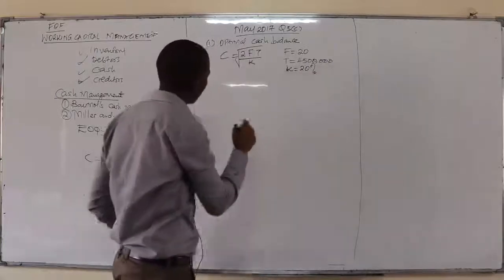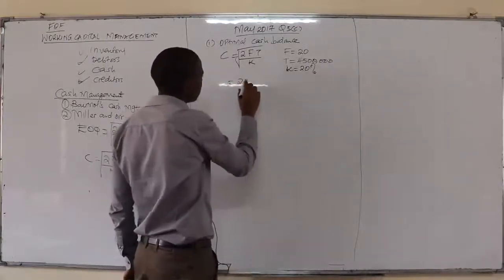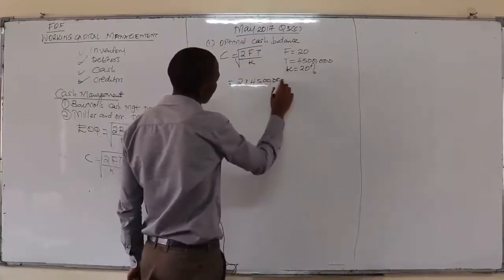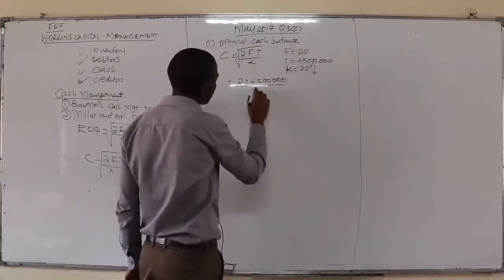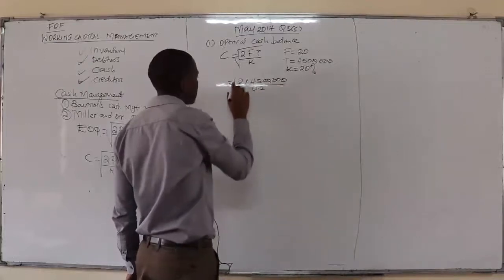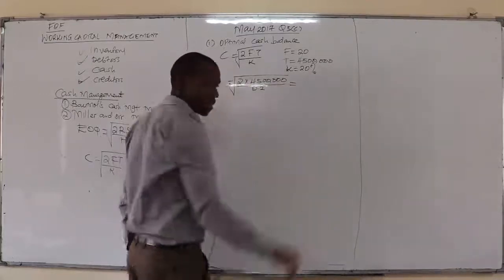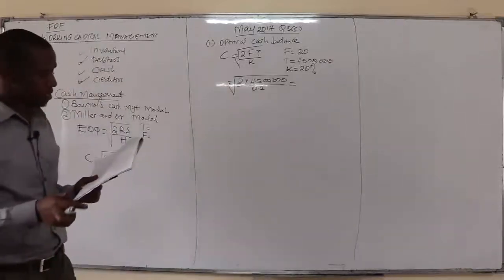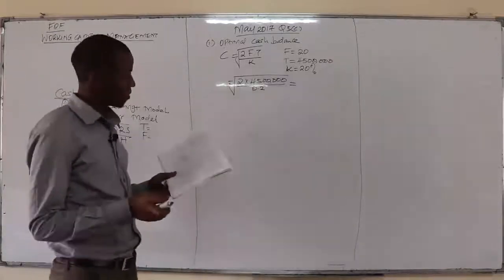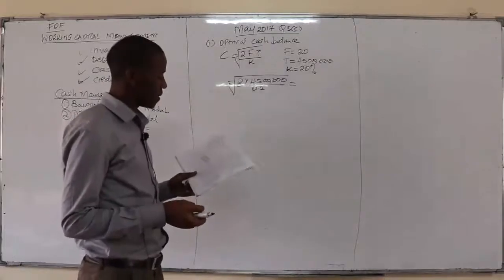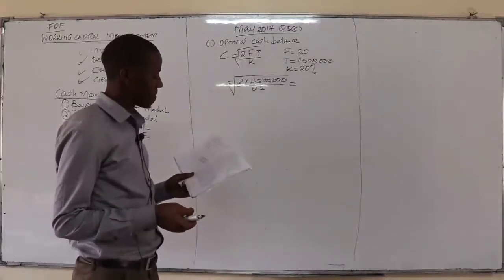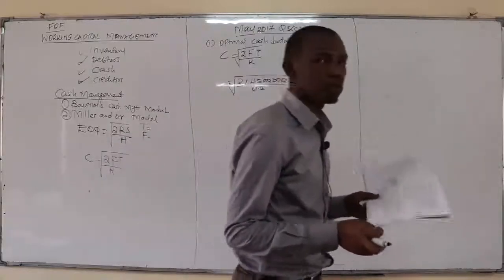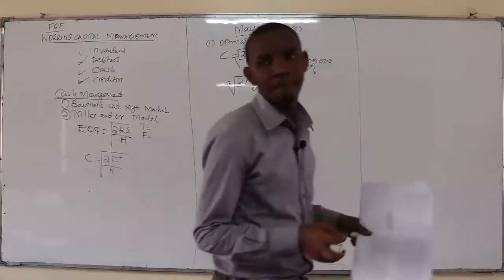So in that case, it will be 2%. You multiply by 4.5 thousand, then you divide by 0.2 and you take the square root. How much is it giving you? Inakupea ngapi? Yes, how much is it giving you?